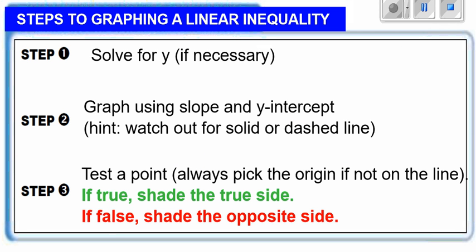All right, steps to graphing a linear inequality. I need you to pause the video for a minute and write these steps in your notes.